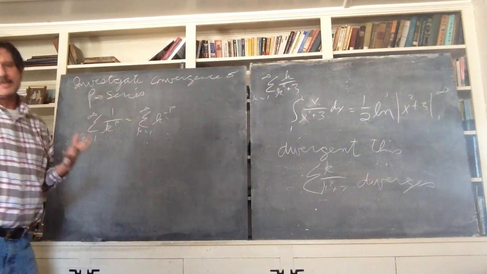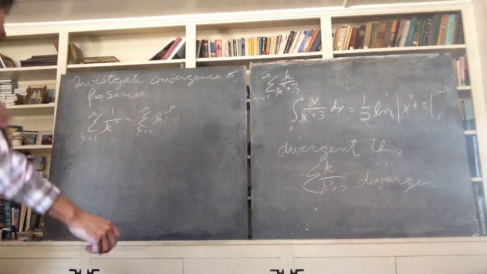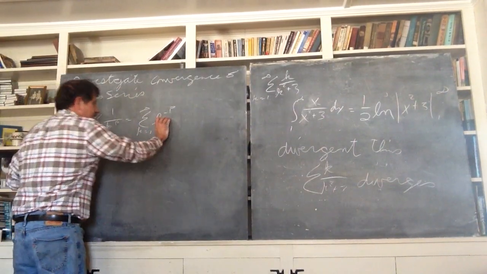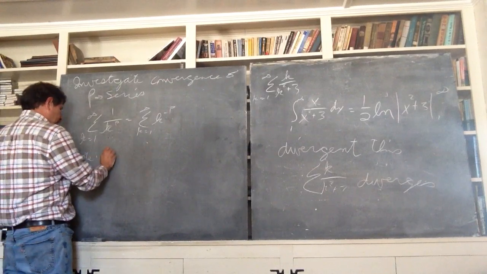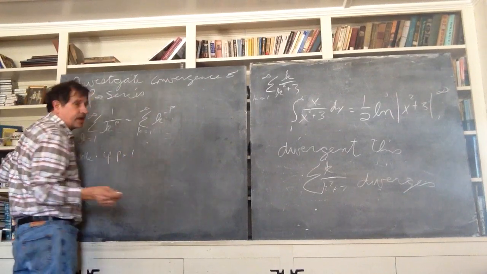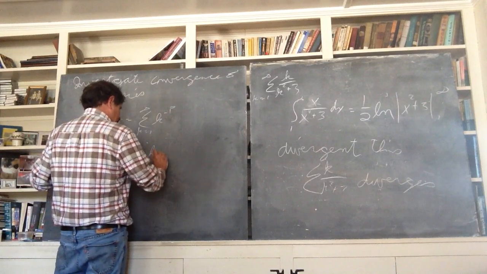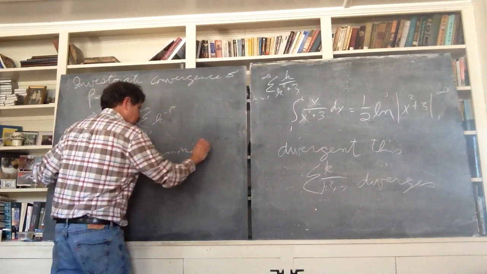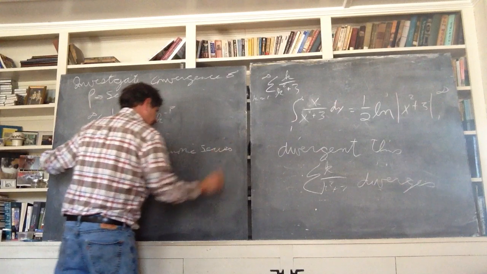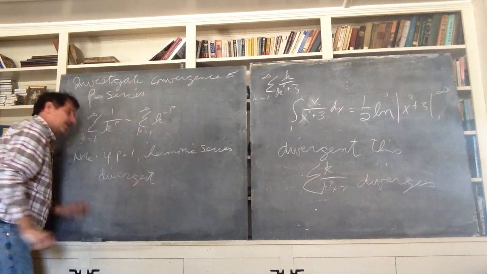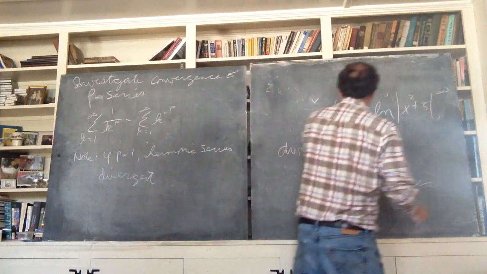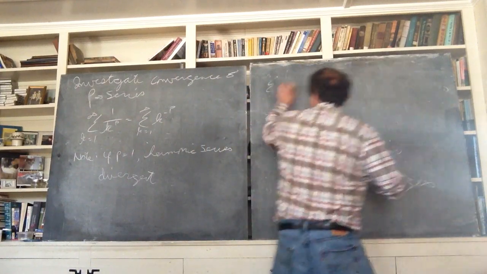We want to investigate the convergence or divergence of this. Please note, if p equals 1, it's the harmonic series, which diverges. So we want to investigate if p doesn't equal 1. So suppose p doesn't equal 1.